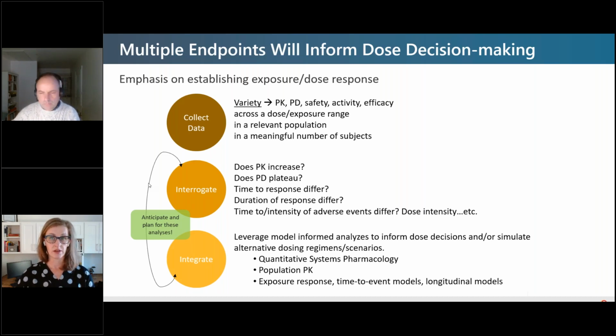It is important to note as well that these data analyses activities need to be planned for in the drug development timeline. These analyses take resources and time and should not be overlooked when planning for health authority meetings and planning decision-making timelines.